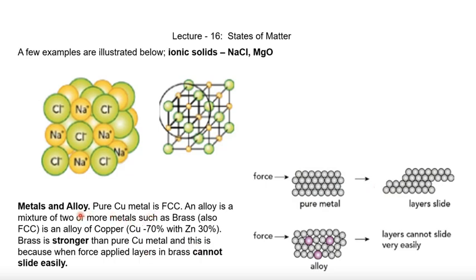But an alloy is nothing but a mixture of 2 or more metals. We take an example, brass. Brass is an alloy of copper and zinc. If we apply force to a brass alloy, then we will see that the layers cannot slide very easily. For that reason, alloys are generally much stronger than pure metals.